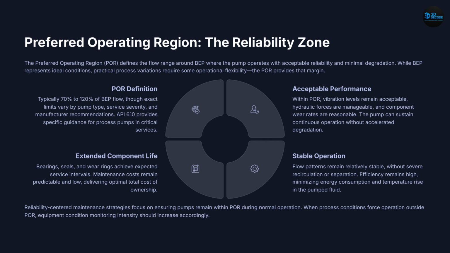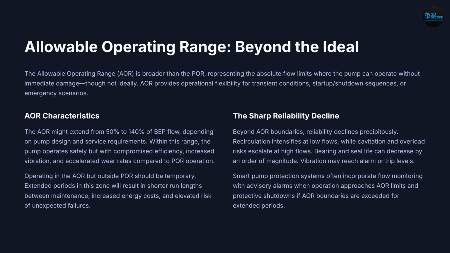Slide 9. Allowable operating range. The allowable operating range is wider than the preferred region. The pump can operate here temporarily without immediate damage, but long-term operation in this zone reduces reliability and increases maintenance.